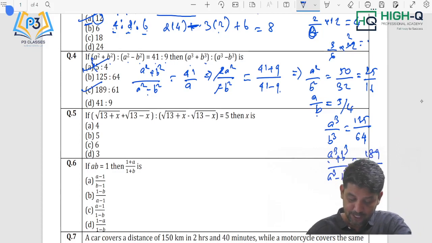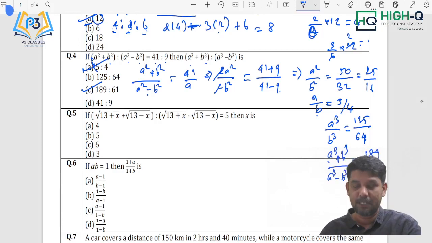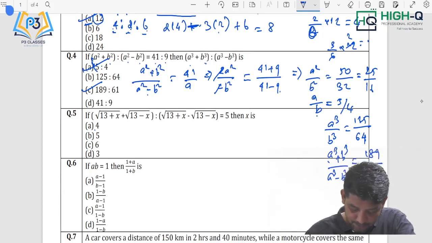Okay, next one. (Root of 13 plus x plus root of 13 minus x) divided by (root of 13 plus x minus root of 13 minus x) is equal to 5. We have to find the value of x. The best method is what, my dear? Trial and error method. First I am trying option A. If I try option A, 13 plus 4 is 17. No, it's a prime number. Under the root, a prime number I don't want.